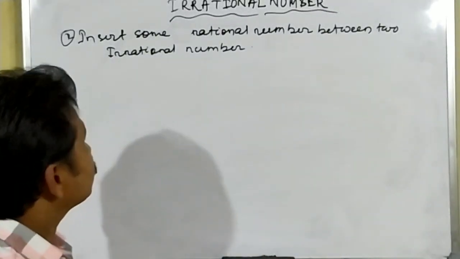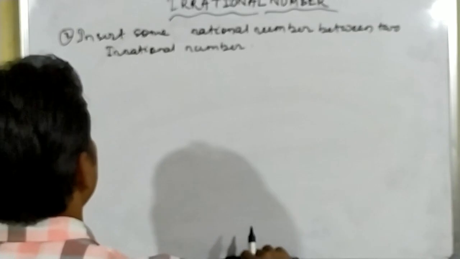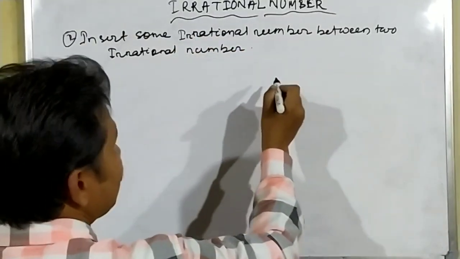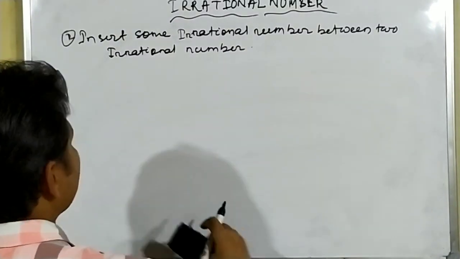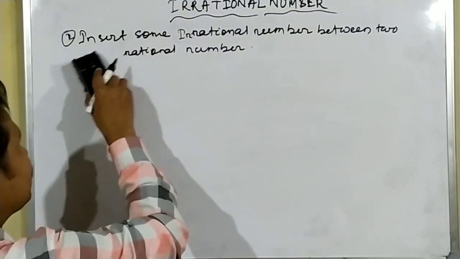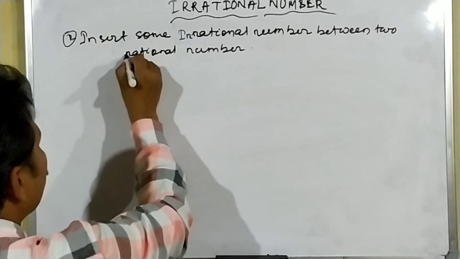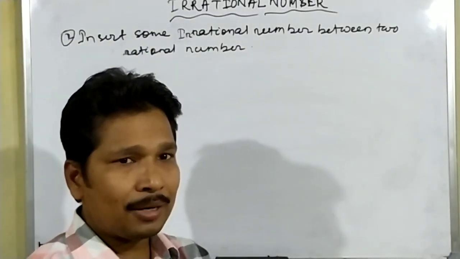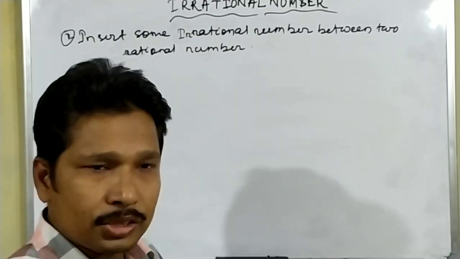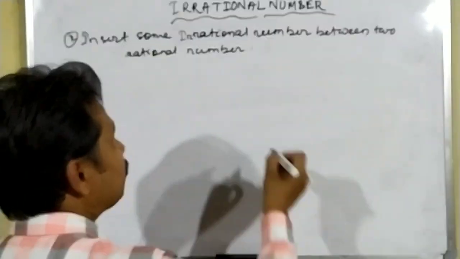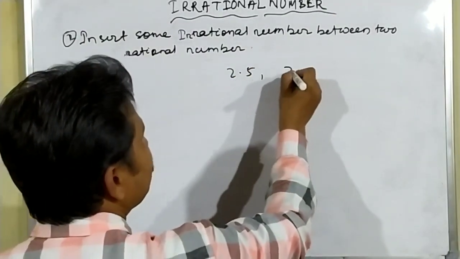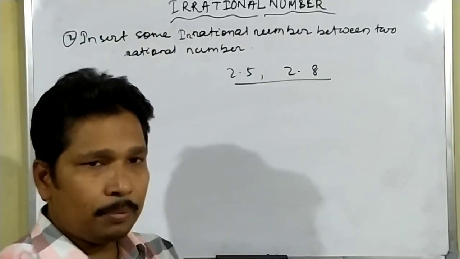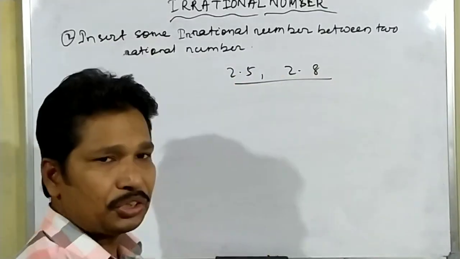After that, the third thing is to insert some irrational numbers, that is, an irrational number between two rational numbers. That means here the case is opposite. We have two rational numbers and we have to find an irrational number between them. Suppose the two rational numbers are 2.5 and 2.8. We have to find some irrational number between these two rational numbers.